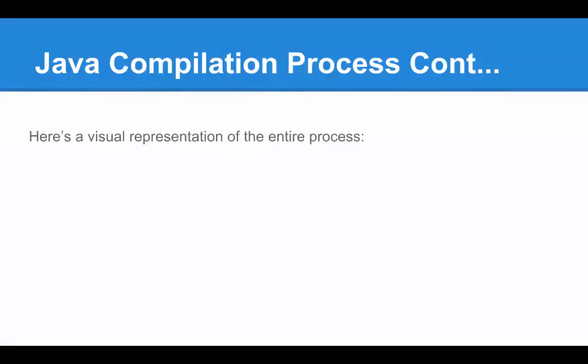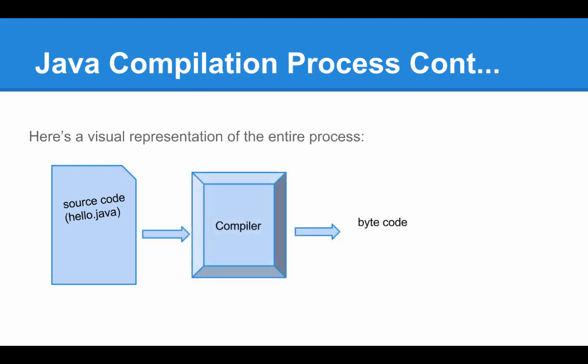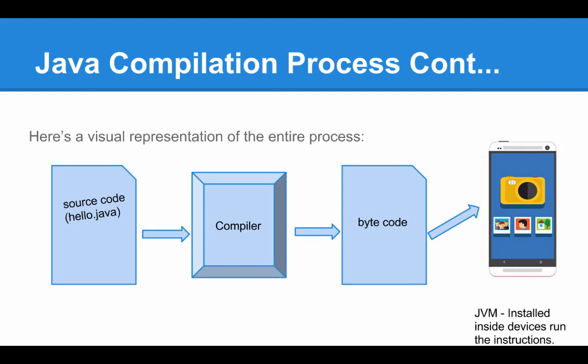Now let's go ahead and take a look at this visual representation of the entire process. Very simple. Again, you have that source code that you write, and then the compiler takes that source code and checks for errors. If there are no errors, then it outputs a bytecode. And then the bytecode, it's what runs on devices. Now, the bytecode doesn't run directly on devices.